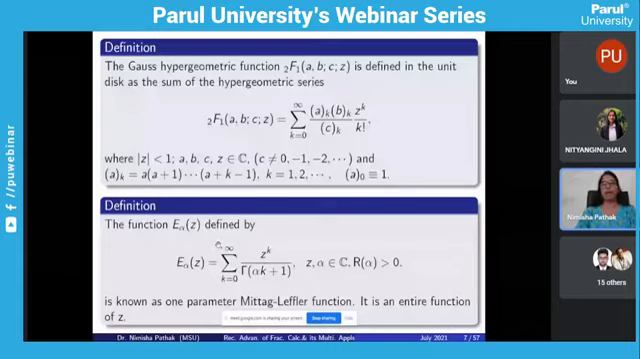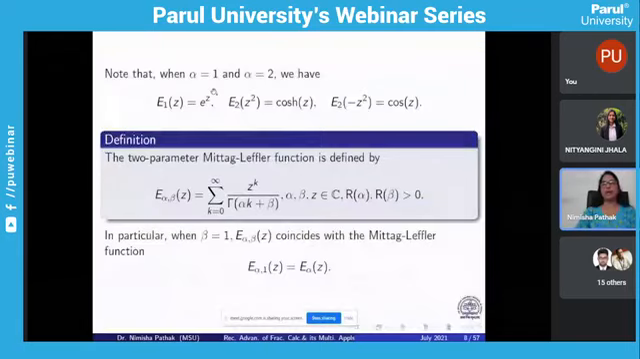If we take alpha equal to 1, we get E_1(z), which is nothing but the exponential of z. As you know, whenever we consider an integer order boundary value problem or initial value problem, we obtain the solution in terms of the exponential function. Whenever we consider a fractional differential equation, we get the Mittag-Leffler function. So this is a generalized version of the exponential function. Naturally, we can say that fractional calculus is an extension or generalized version of integer order differential calculus.